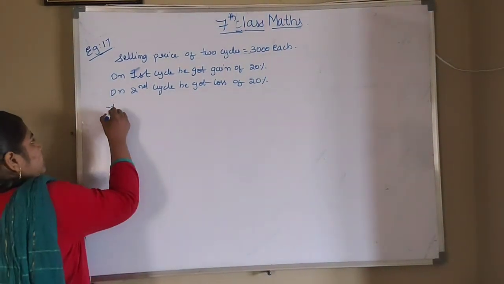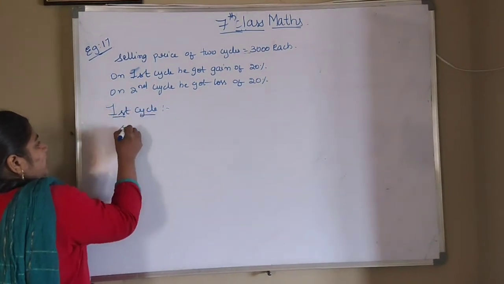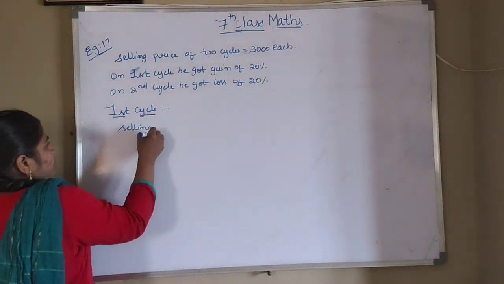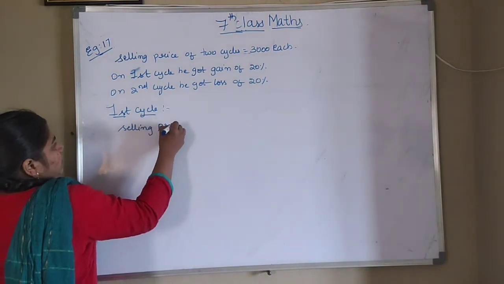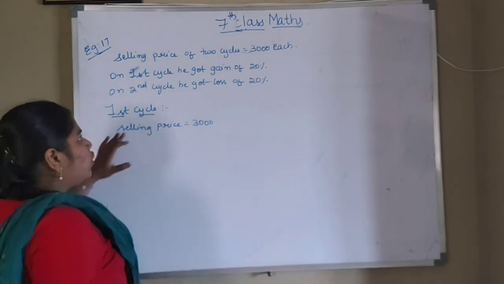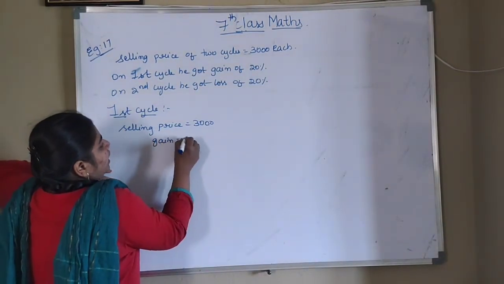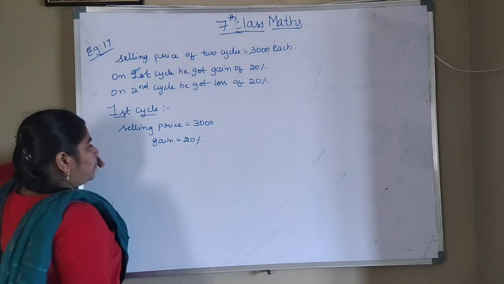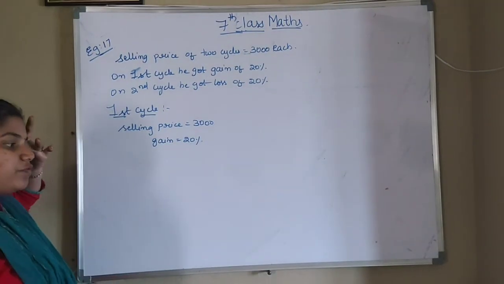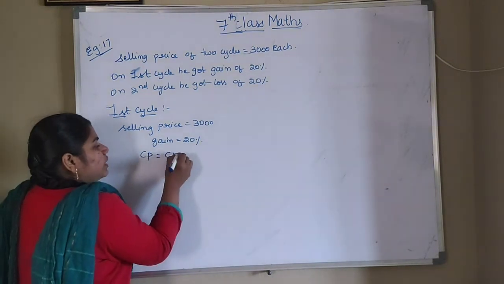So first we are finding for the first cycle. What is the selling price of the first cycle here? Selling price is 3,000 and on the first cycle he got the gain of 20%. So gain is equals to 20%. Now what we have to find? We have to find the cost price. Cost price is equals to CP I am taking.